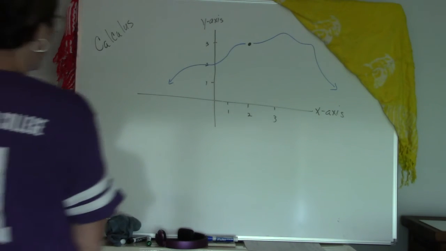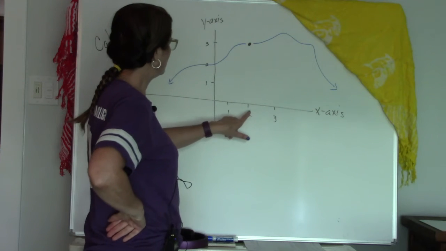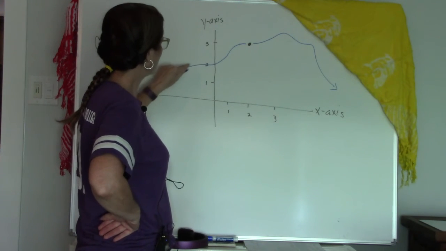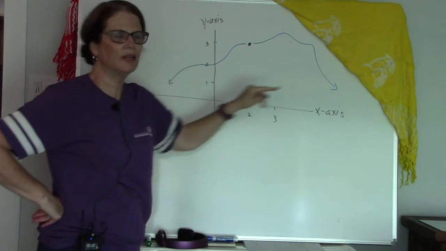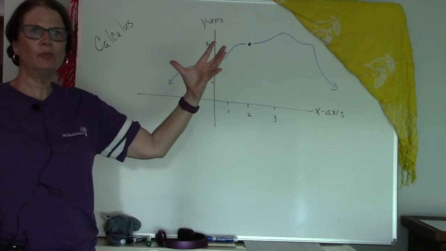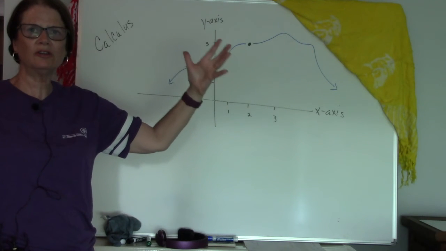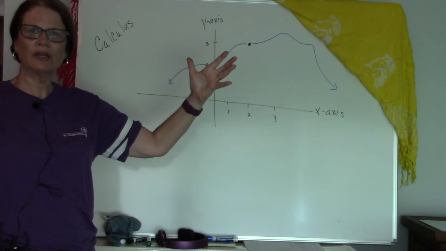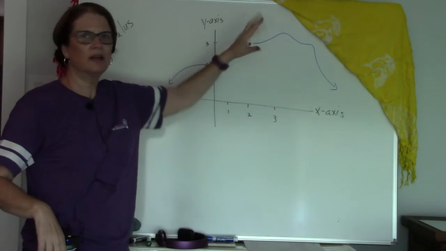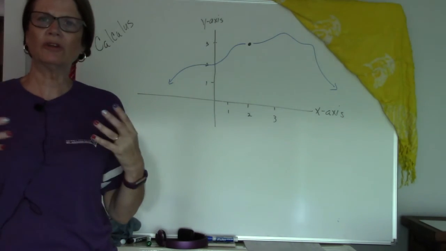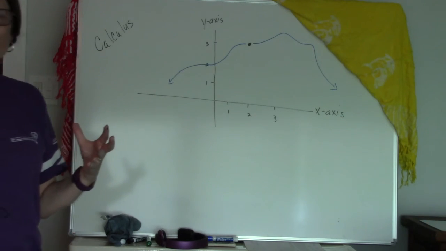Okay, so in this case, when x is 2, our y value is 3. But with calculus, I want to know what's going on around it. And you can see calculus kind of opens up the picture for us. So we're able to see a much broader vision of what's going on. We get to see what's going on around it. You can think of it as, in terms of business, what's going on around a certain date.